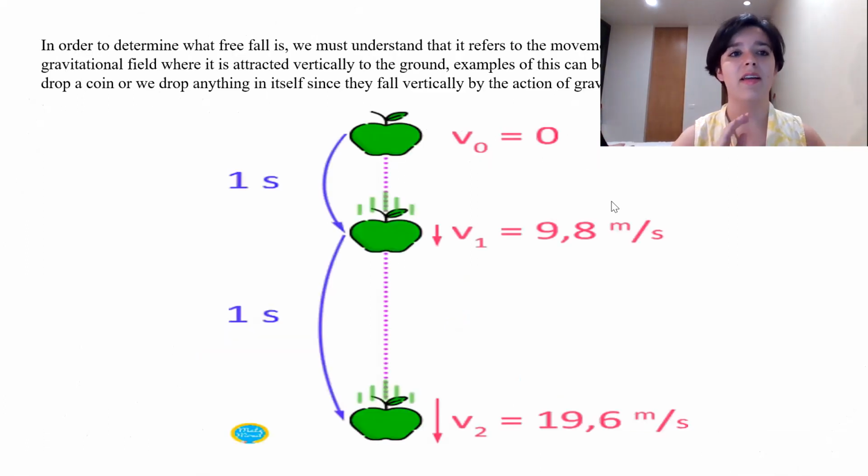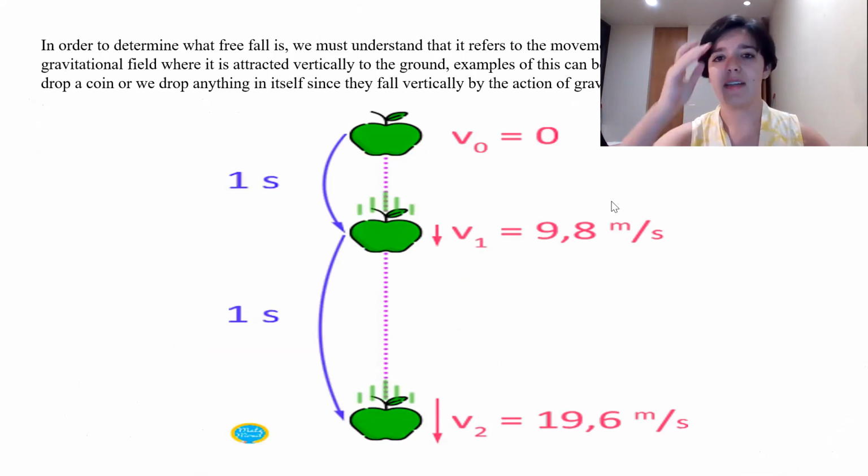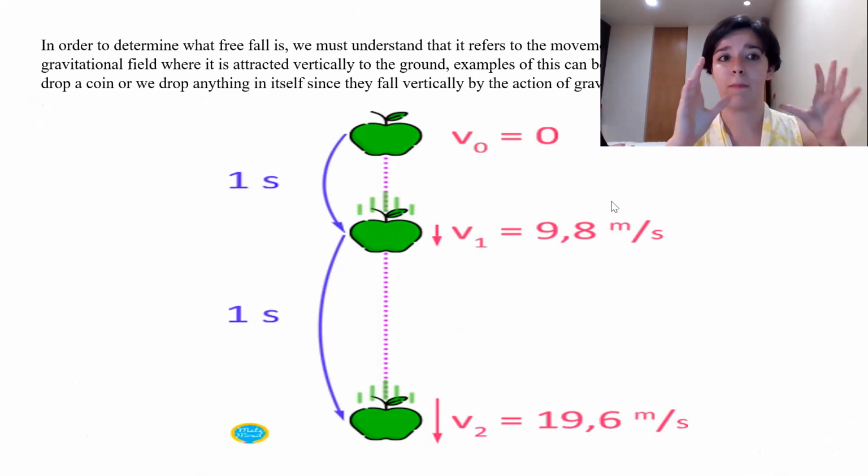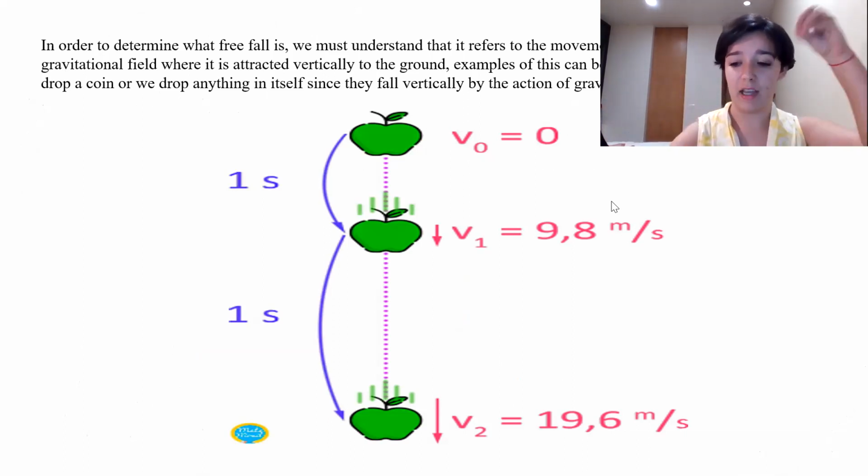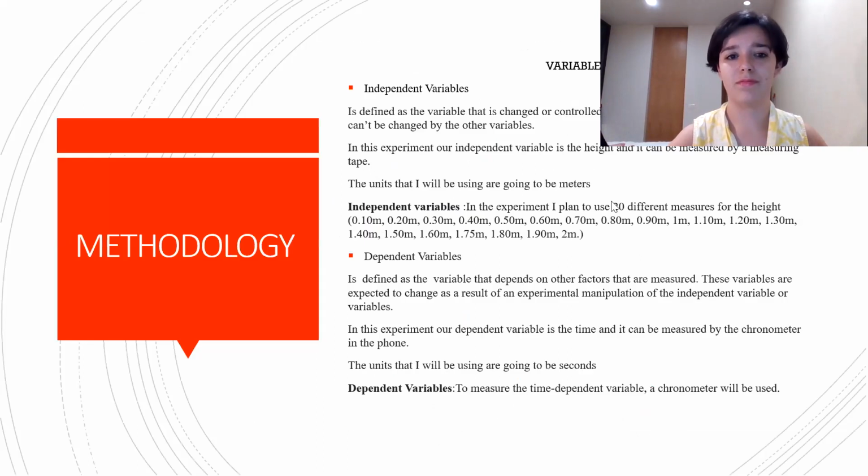In order to determine what free fall is, we must understand that it refers to the movement of a body under the action of a gravitational field. Like this, an apple falls, that's gravity.